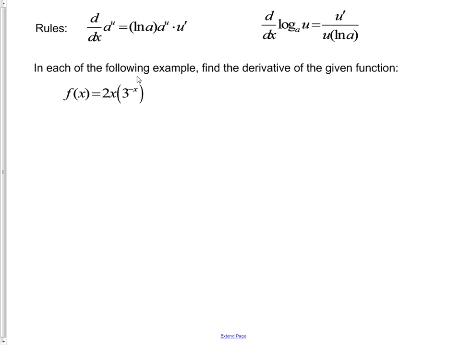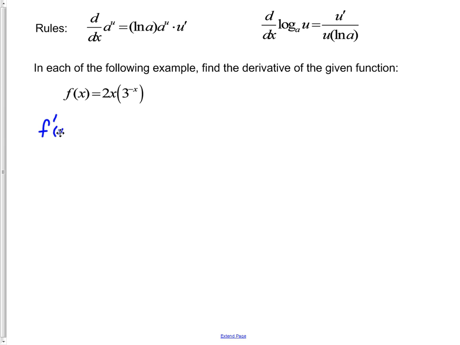So let's discuss finding the derivative of a much more complicated looking example. In this case, we've got the function f of x is equal to 2x times the quantity 3 to the negative x. Well, there's a couple of things going on right here. And if we're interested in taking the derivative, that means what we have to start with is the basics right here. And the first basic is that we've got a product.